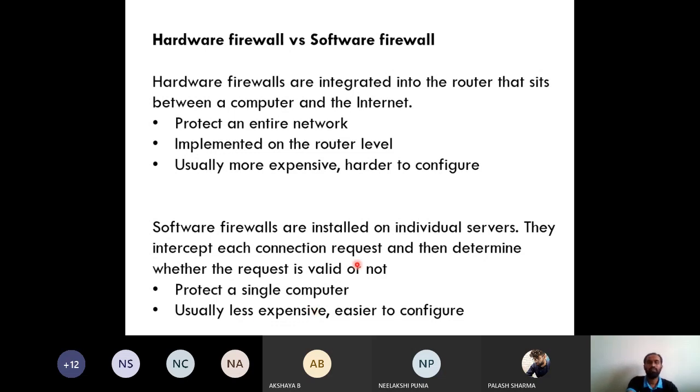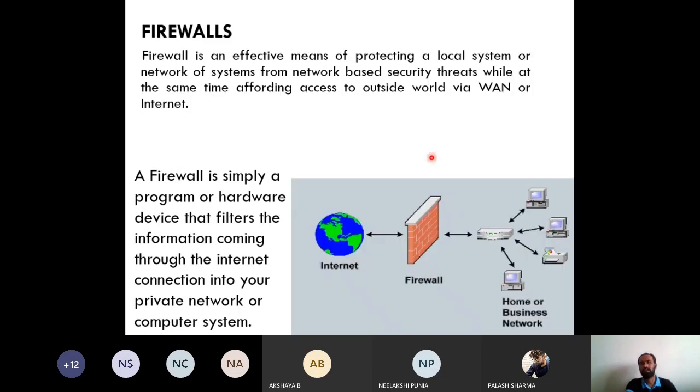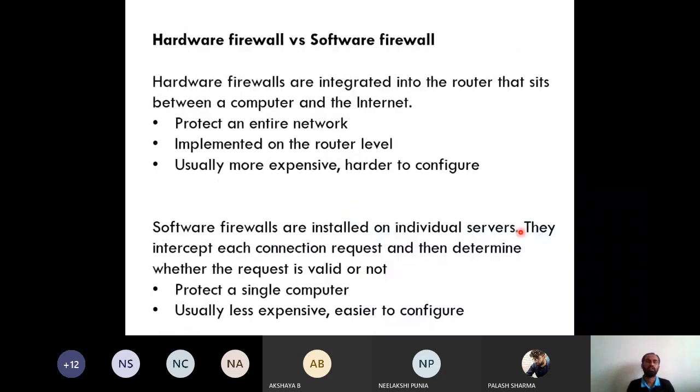The definition of the firewall and the working of the firewall, we are going to see in further detail. But again, firewalls can be hardware firewalls and software firewalls. When it is implemented with a connecting hardware like a router, you call it a hardware firewall. Then all the devices connected to that router are protected and under the control of this firewall, because the router itself is configured with the firewall.